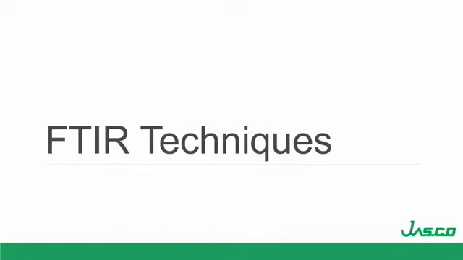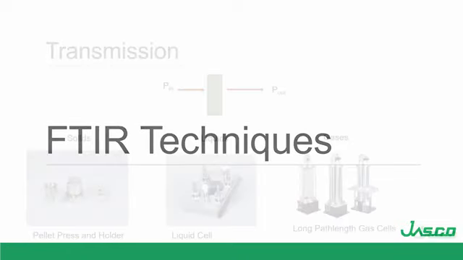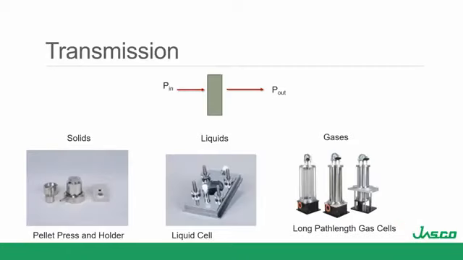All right, so let's talk about some techniques. The first one is the simplest to think about, and it's transmission. The light hits the sample, is attenuated by the sample, and then the light comes out. So P is going to be less than P0. You can do solids, liquids, and gases with transmission.